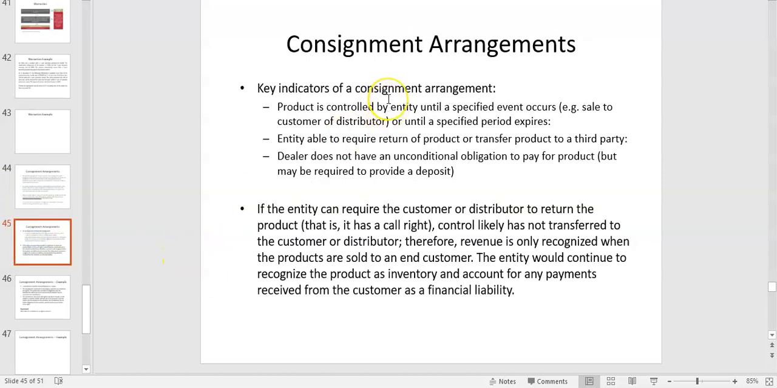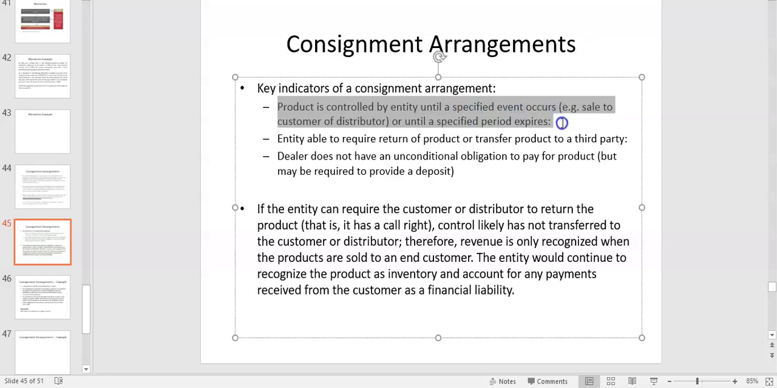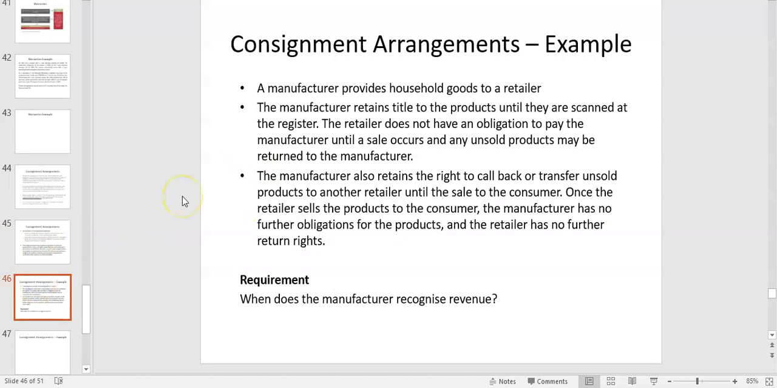The key indicators that you're looking for here is the product is controlled by the entity until a sale occurs, which means the supplier can take the product back. They can require return or transfer to a third party if they want to, so they can take the stock back at any time. And the dealer or the retailer does not have an unconditional obligation to pay. So the retailer, like a SuperValu, doesn't have to pay for the product unless it's sold. That means really the risks and reward of ownership have not transferred, as you don't have a legitimate sale in that case. This example is probably the best one to look at.